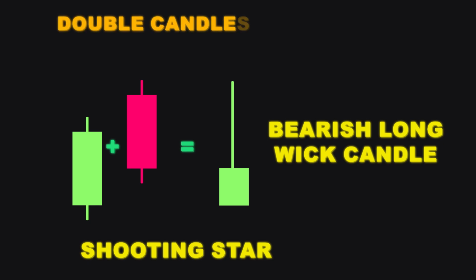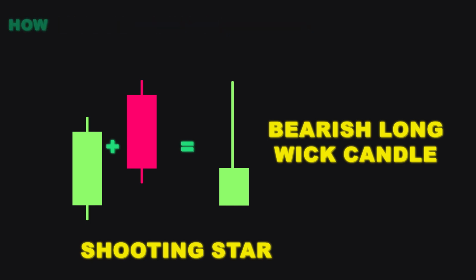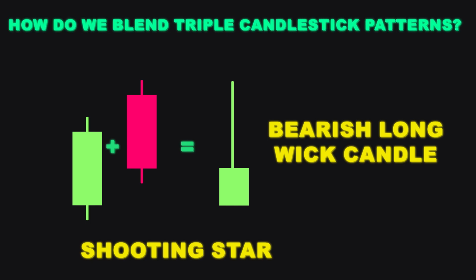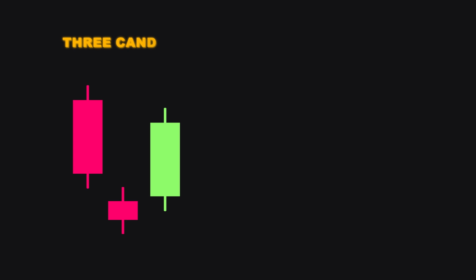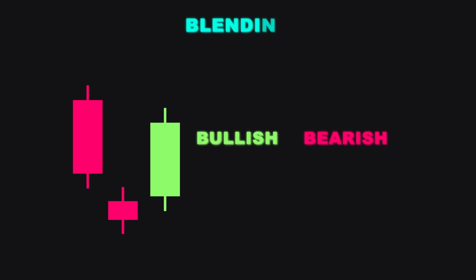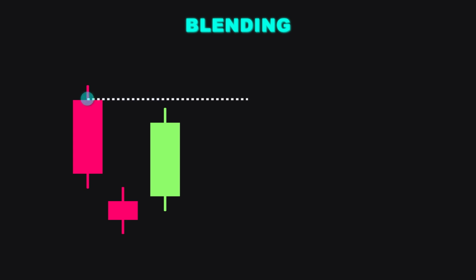Now you must be thinking that we've covered double candlestick patterns. But how do we blend triple candlestick patterns? It's also very simple. Here we have 3 candles, and so far we haven't remembered any candlestick patterns. Now we are confused about how to find out whether it is bullish or bearish. Let's blend it. Again, we have to take the opening price of the first candle. Next, since we have 3 candles, we take the closing price of the last candle. This forms the candle body.